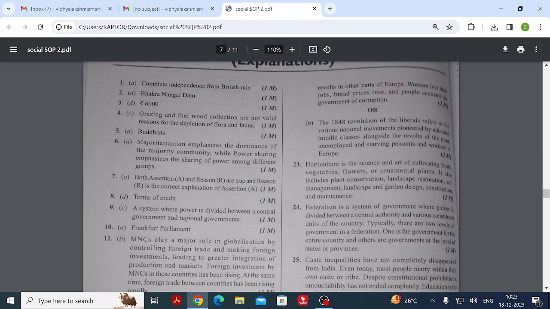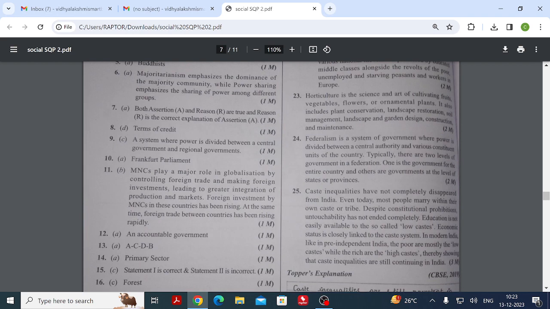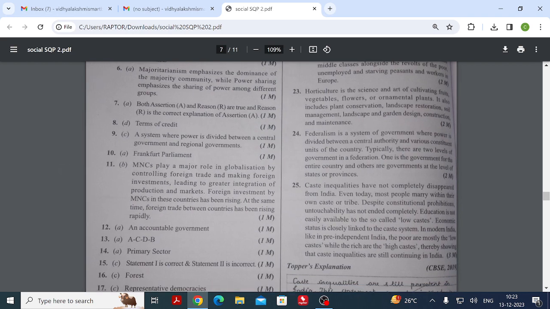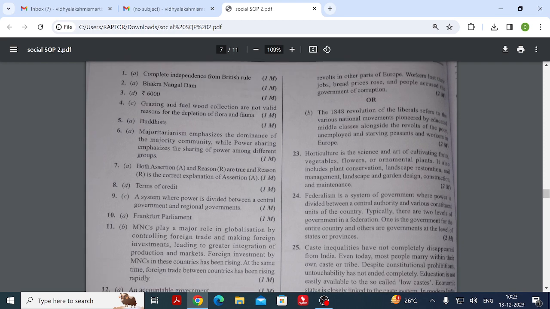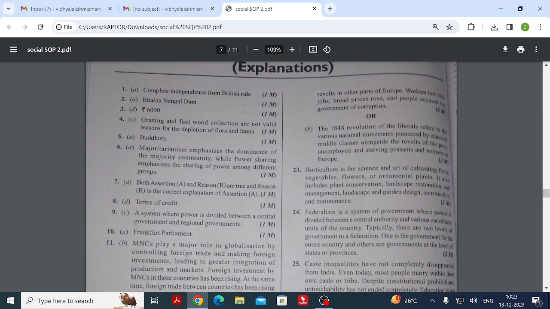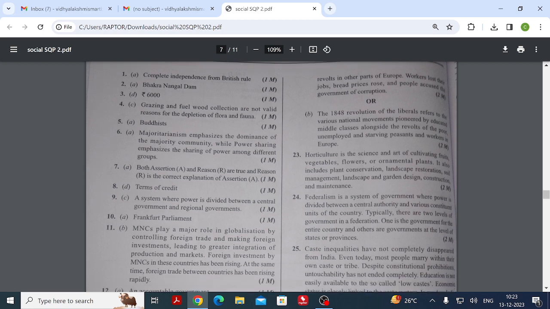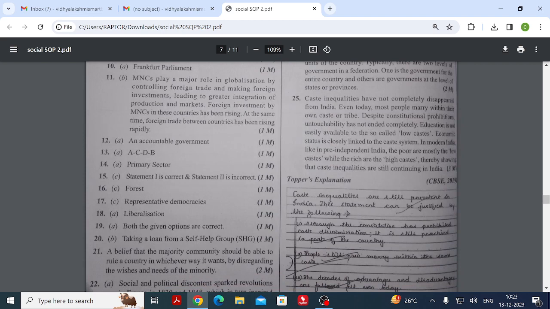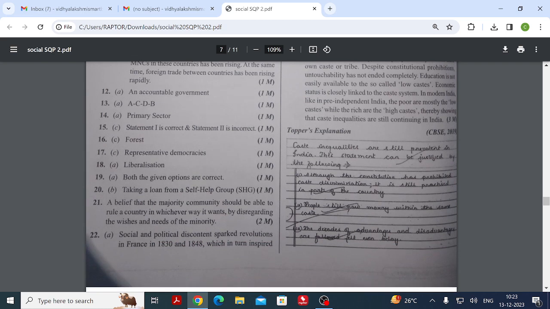Any other questions? No, about the 1-mark questions I am talking about. Do we have any doubts, any other variations? Okay, that's all. Now 21st, majoritarianism, already it is discussed. 22nd, the socio-political context that sparked the revolutions in France.